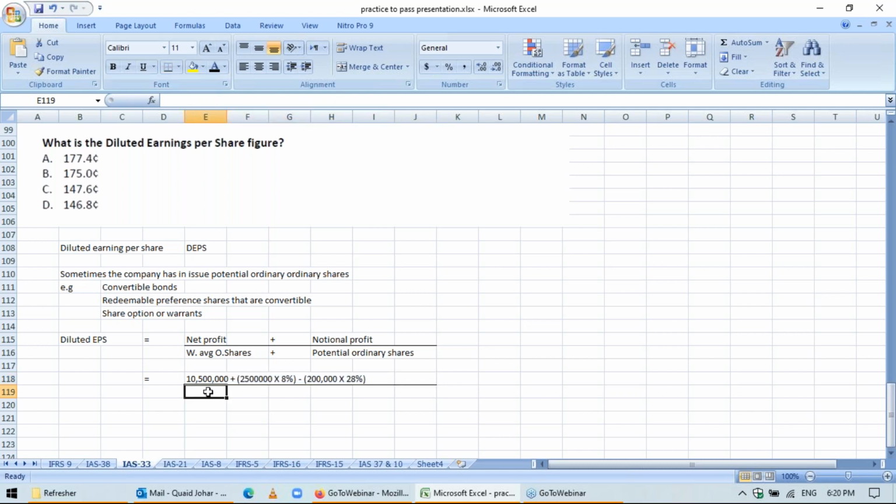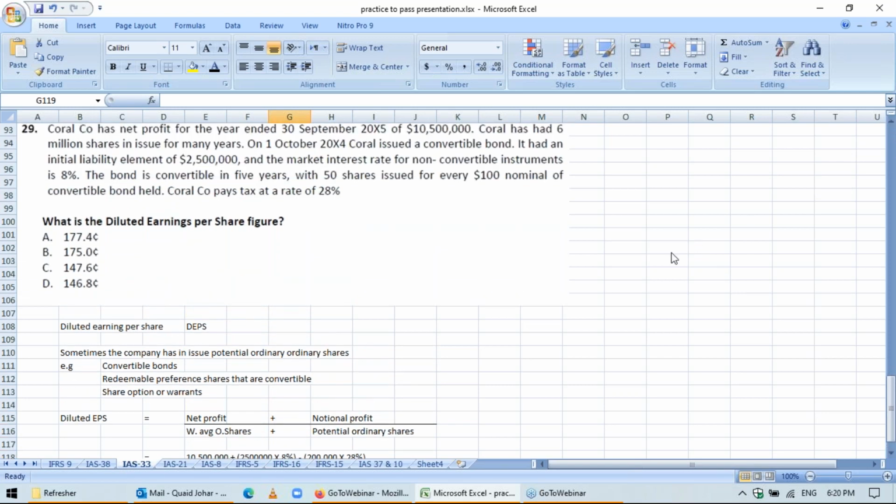Now what about the ordinary shares? Currently the weighted average ordinary shares are 6 million, and we will add further shares, the potential shares, to it. So what's the conversion ratio? The conversion ratio is given above, and it is 50 ordinary shares for every $100 convertible bond. So each $100 convertible bond will be converted into 50 shares.